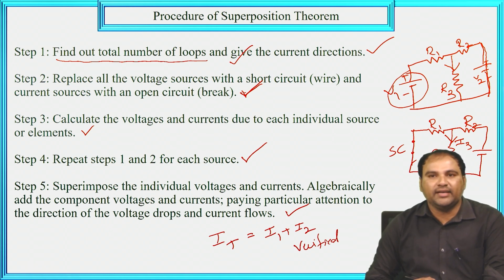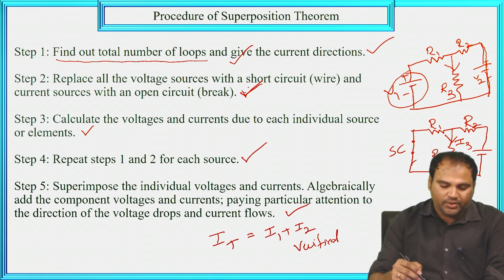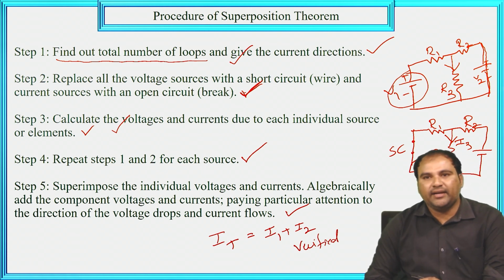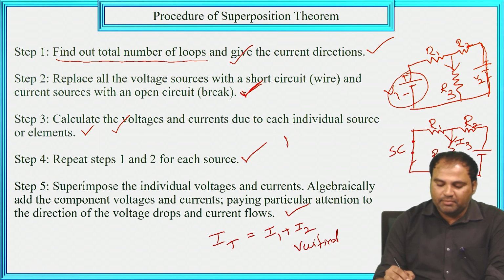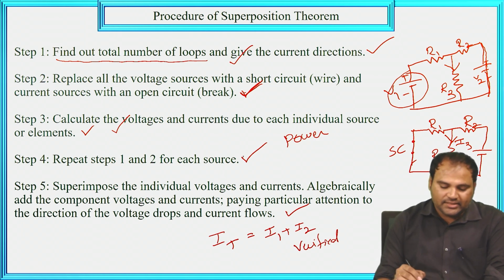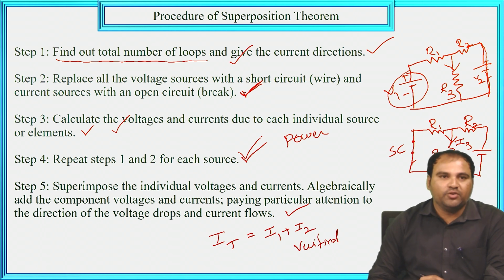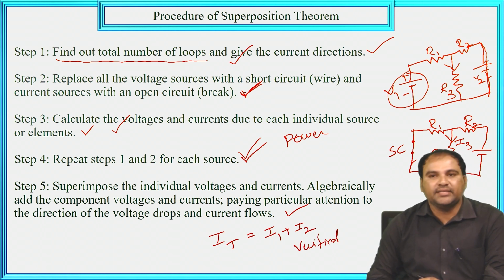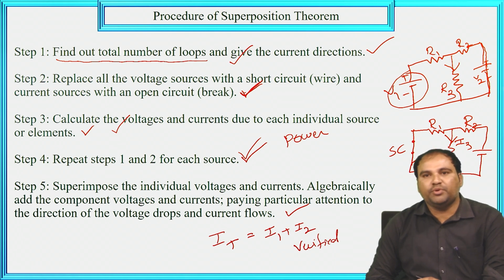Then we need to calculate the response of each and every element. That is step number 2. Step number 3 is to calculate the current through R1, R2, R3, or the voltage across R1, R2, R3, or we can also find the power through each element. Again we repeat the same procedure, and after that we verify the statement, that is IT is equal to I1 plus I2. So this is the procedure of the superposition theorem.